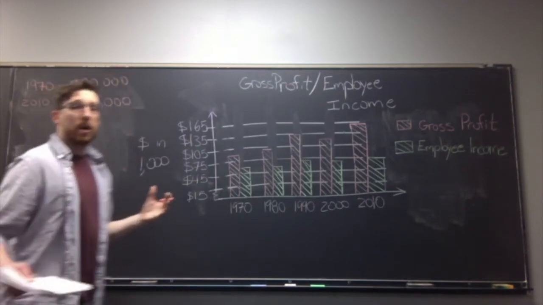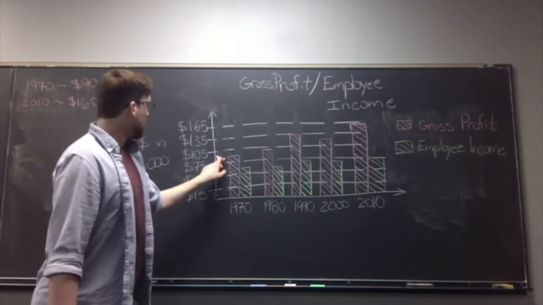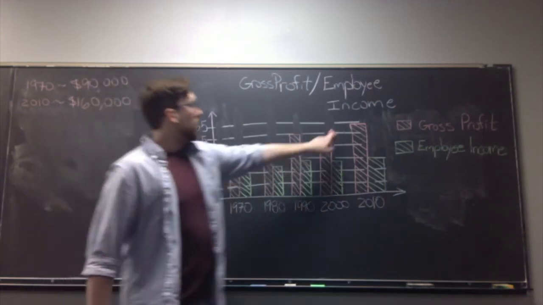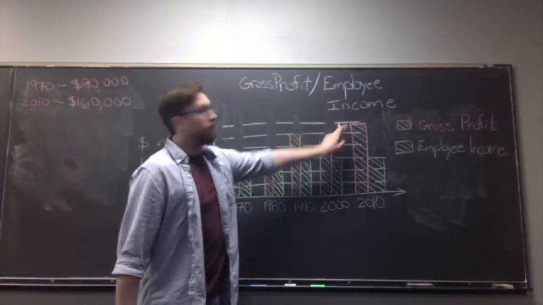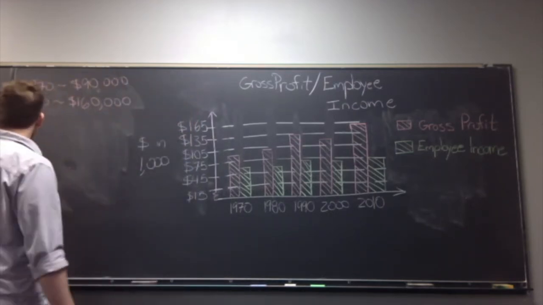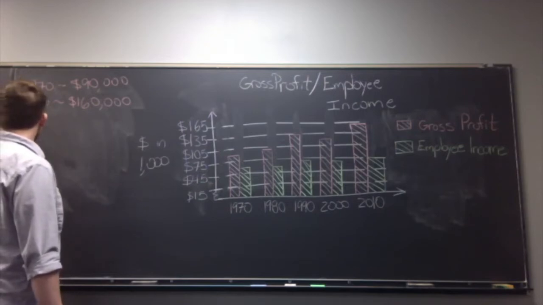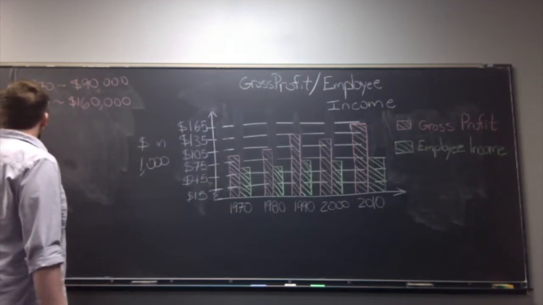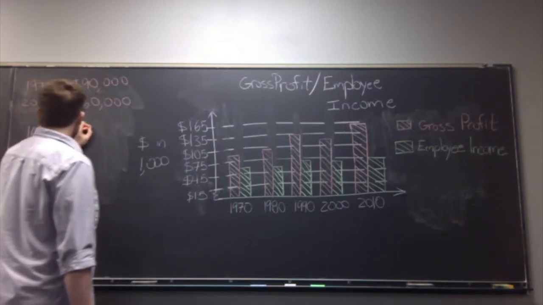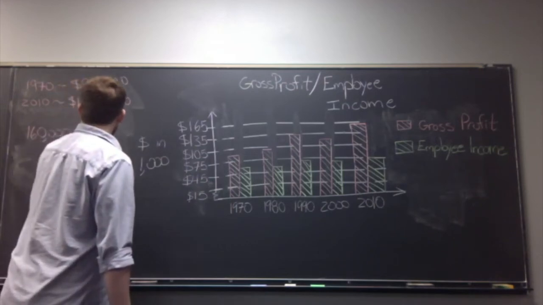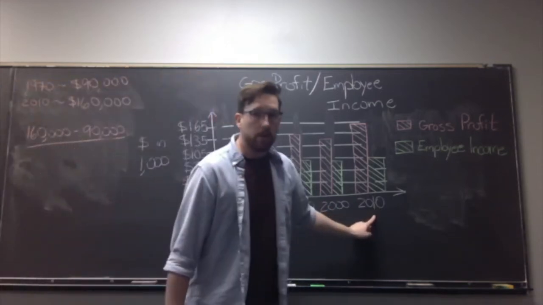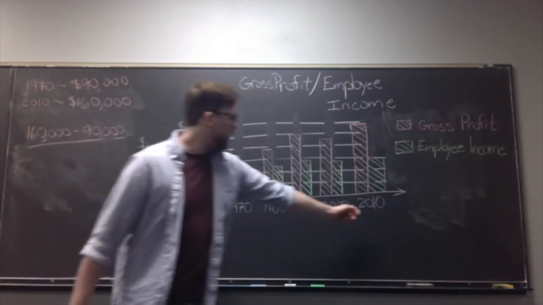So if we want to know what this rate of change is, we would say, what's the difference between the gross profit in 1970 and in 2010? All right, cool. Take the difference and we're going to get that it comes out to be about 70. But let's write this all out. So we're going to have 160,000 minus 90,000. We're going to divide that by the time in between the two. So 1970, 2010.